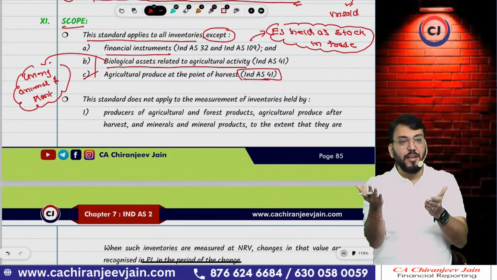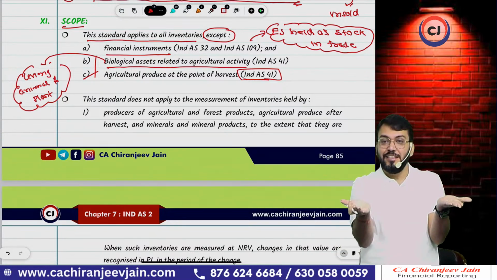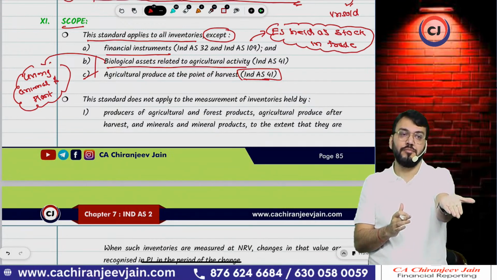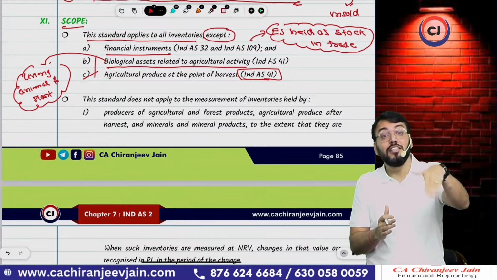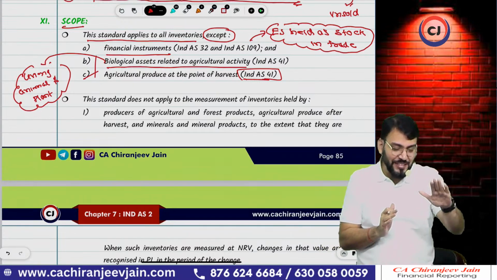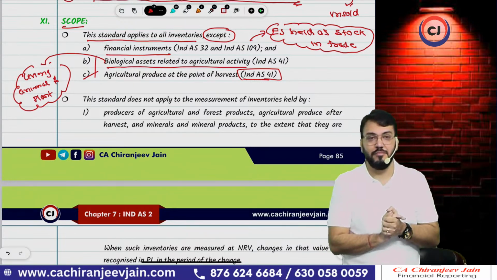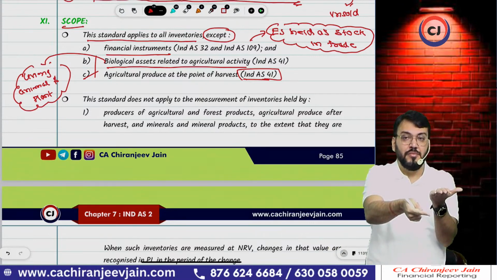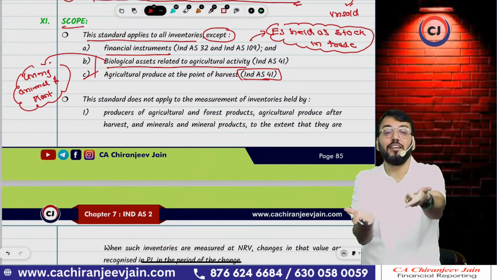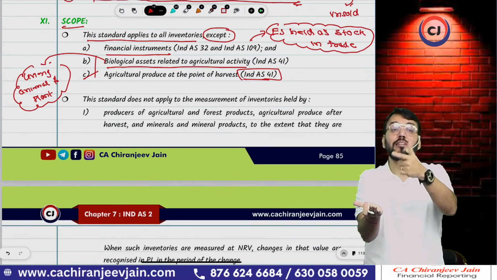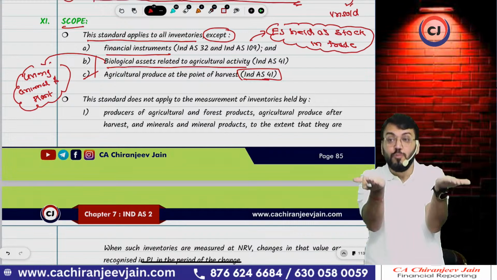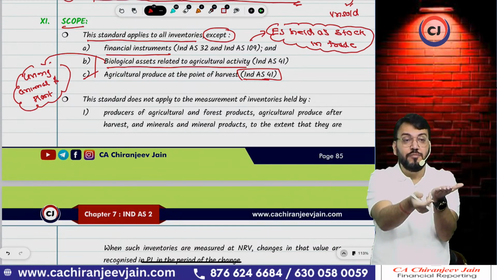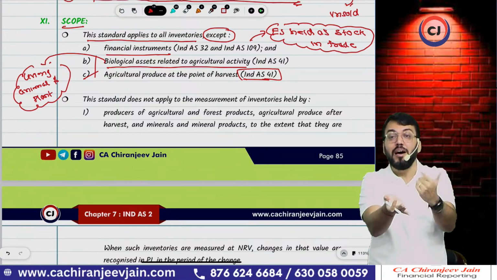So fair value and NRV are two different terms. NRV is based on the entity's condition: at what price the entity can sell it. Understood? So NRV is based on the entity's condition, but fair value is based on market condition: at what price it can be sold in the market. There are two different viewpoints. When I say NRV, it is based on the entity's condition. Fair value is based on market condition.